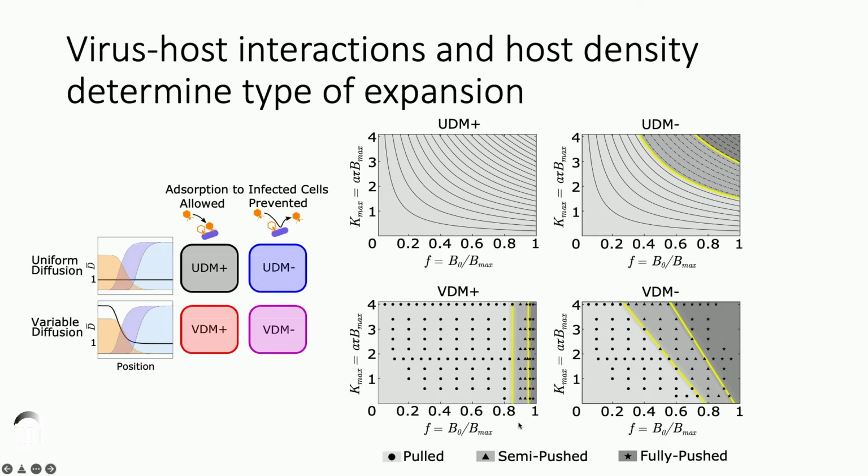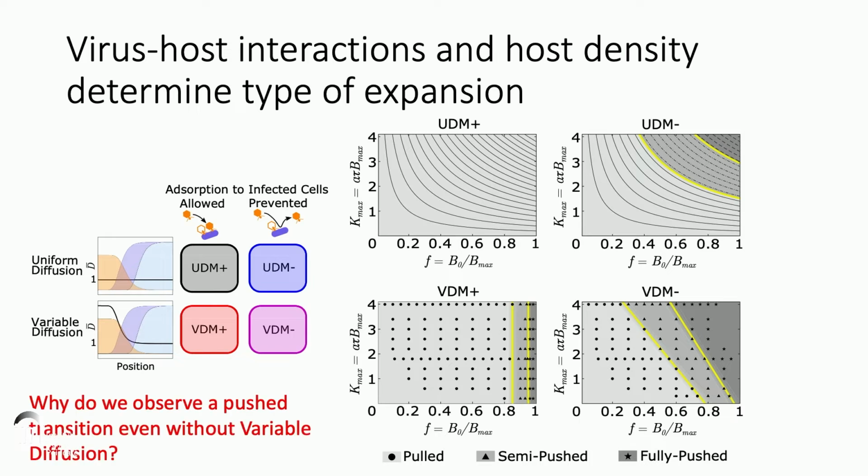What was a bit surprising is that you find a pushed regime also if the diffusion is uniform, so you're not introducing any variable diffusion rate, but you prevent absorption to infected cells. I'm talking about this UDM minus problem here, and this was a bit surprising. In particular, where you find this pushed regime is when the absorption rate times the lysis time times the bacterial density is very, very high. So when you get a lot of phage absorbing in a lysis time.